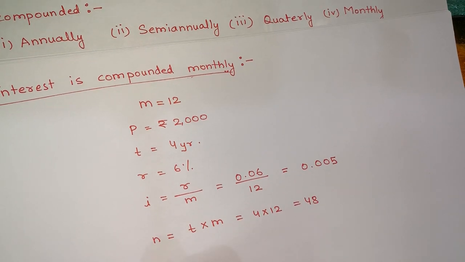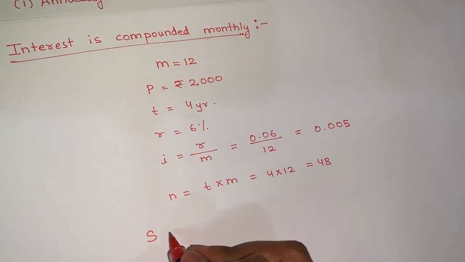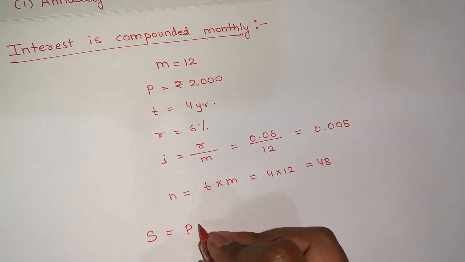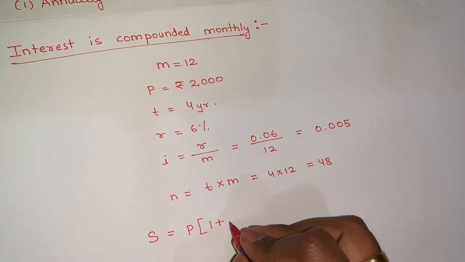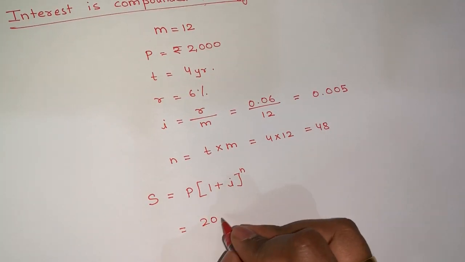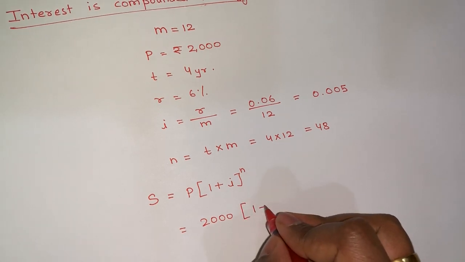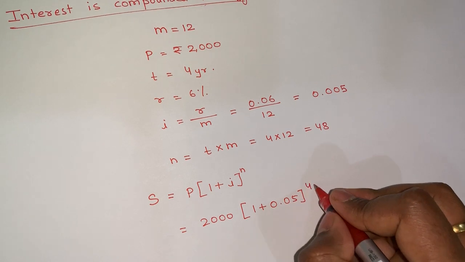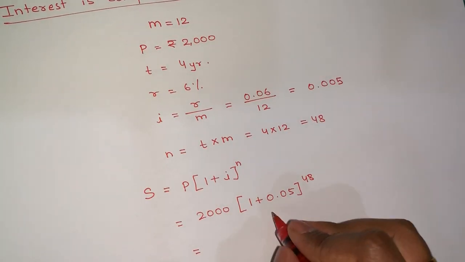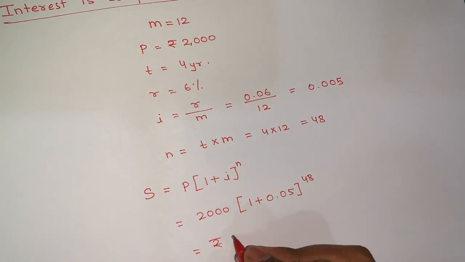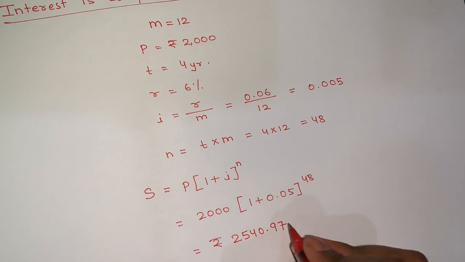Now we can compute the amount. We know all the values. So amount is equal to P times (1 plus i) to the power n, which is 2000 times (1 plus 0.005) to the power n. n is 48 in this case. After solving this, we get the value: amount is equal to 2540.97.